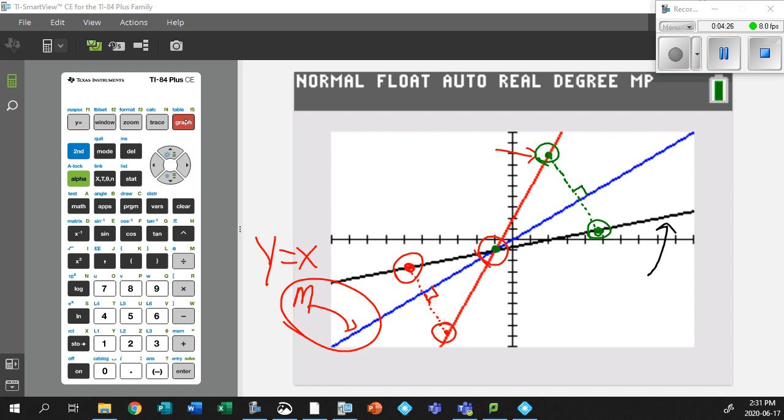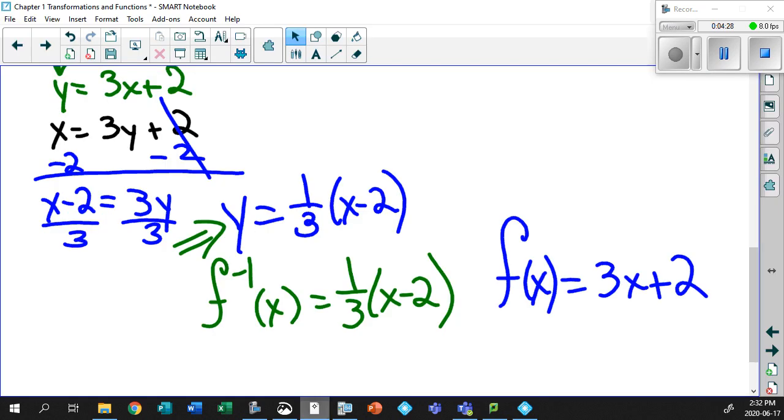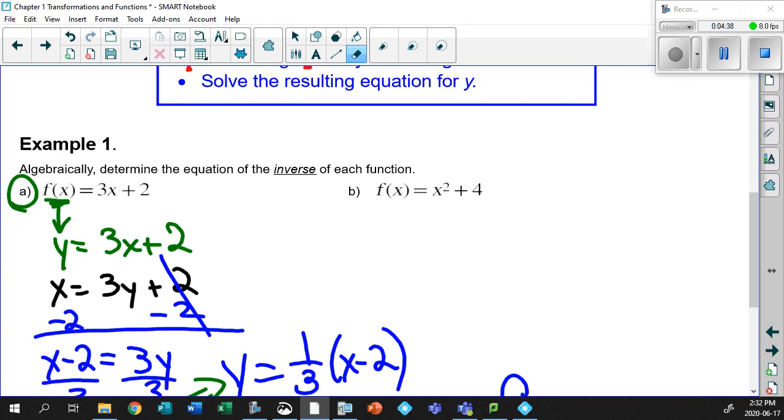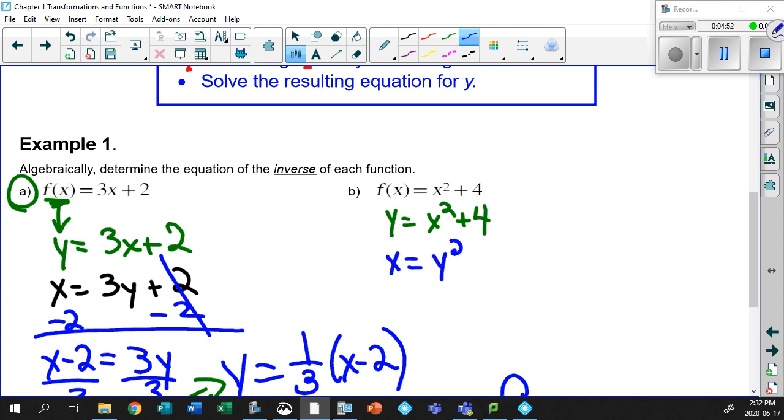Okay. So now let's go back to this and let's do the other question that we have here. Let's clean this up a little bit. We have f of x equals x squared plus 4. Let's find the inverse of this. So isn't this just y equals x squared plus 4? Of course. Now the inverse means switch the x and y's. So this becomes x equals y squared plus 4.